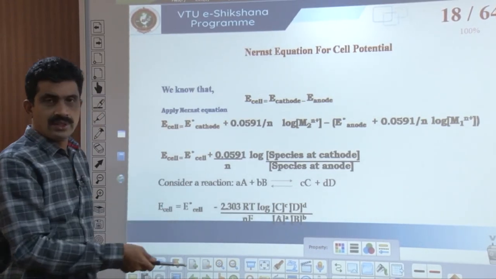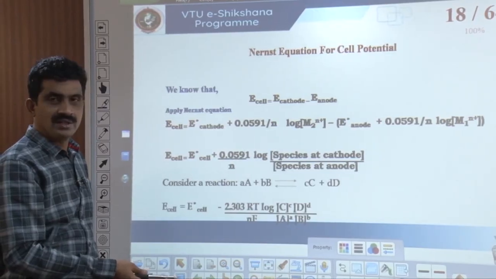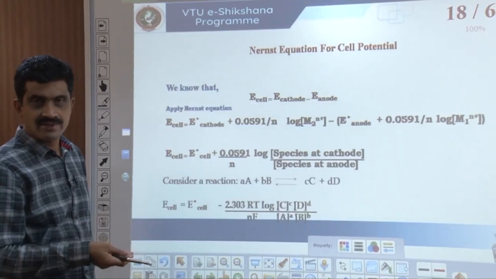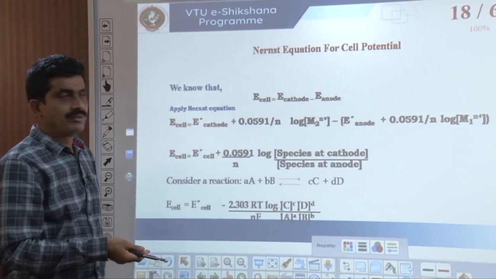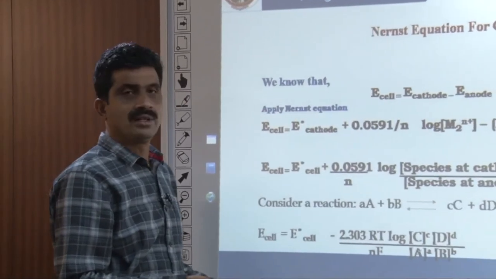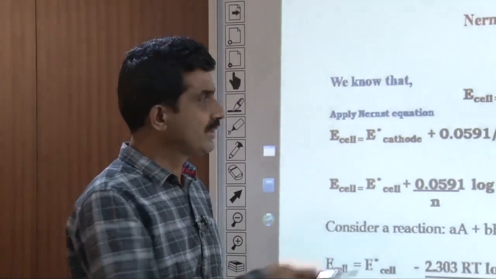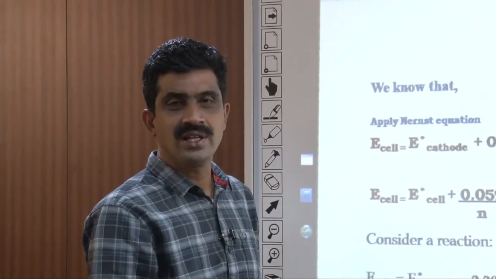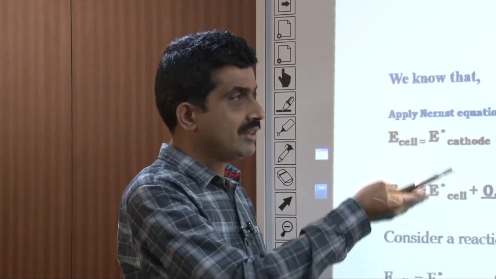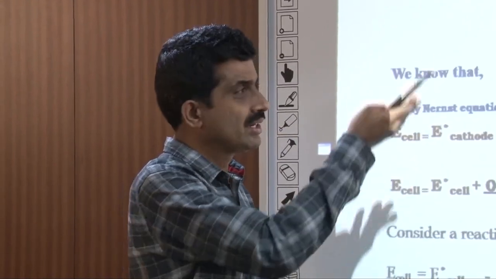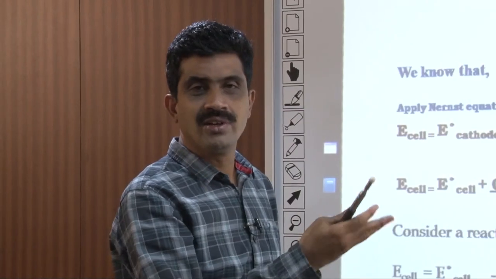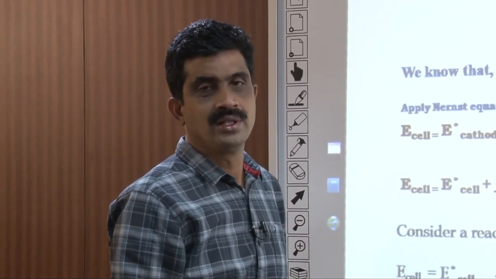We have understood the meaning of EMF of a cell, then standard EMF of a cell, then the meaning of free energy, and the working principle of galvanic cell. In today's class, we have understood the differences between an electrolytic cell and galvanic cell. After that, we derived the Nernst equation for single electrode potential. Next class, we shall solve numerical problems on Nernst equation.